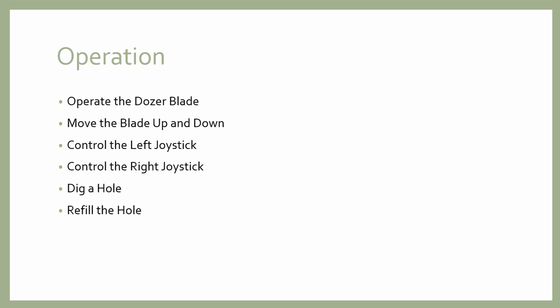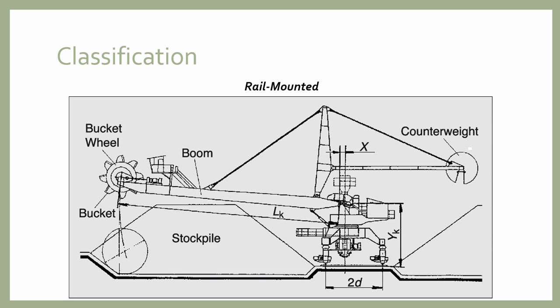Then, because the wheel rotates, the dozer blade carries the material after the digging and drops it onto the boom conveyor. In this way the operations of an excavator are followed. So now, after knowing the operations, we need to know about the classifications.